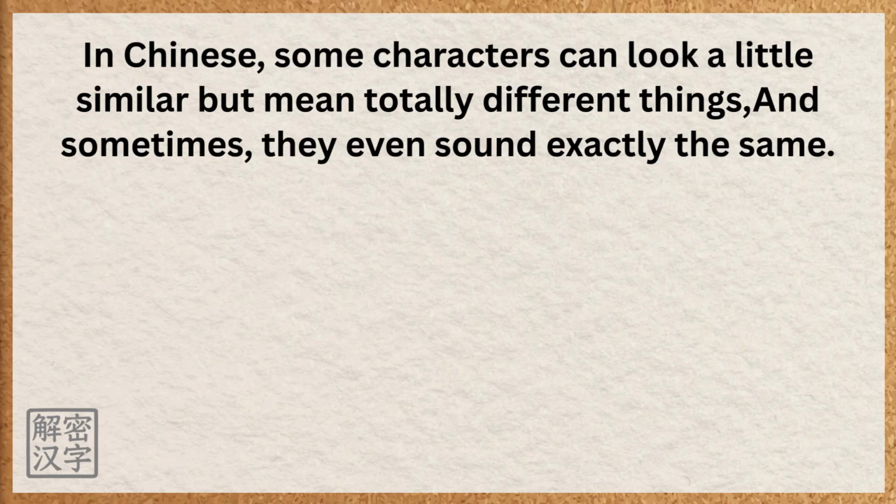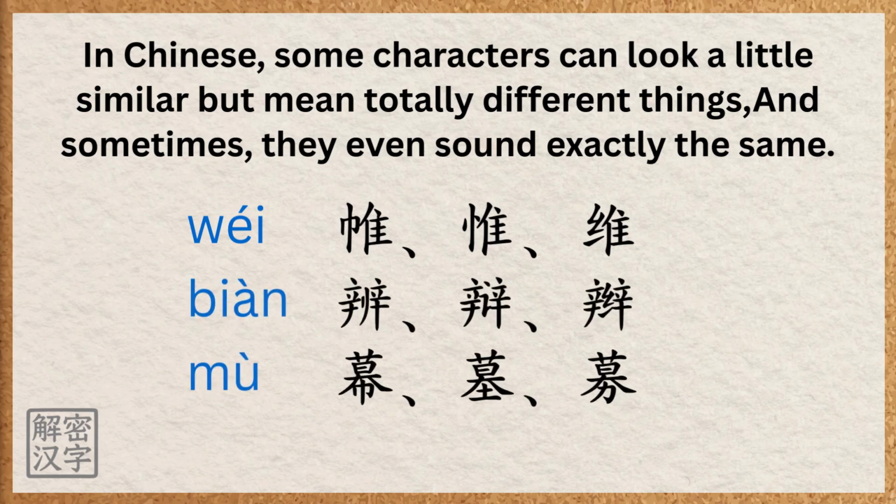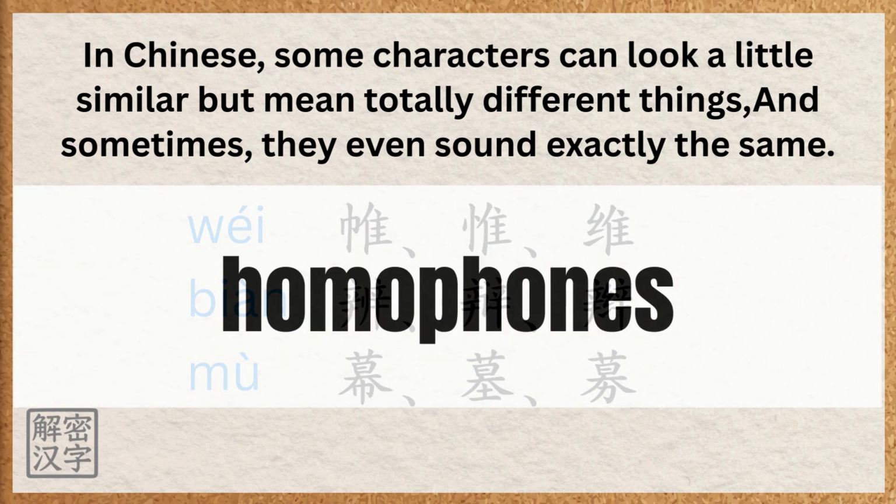In Chinese, some characters can look a little similar but mean totally different things, and sometimes they even sound exactly the same. We call these homophones, characters that share the same pronunciation but have different forms and meanings.